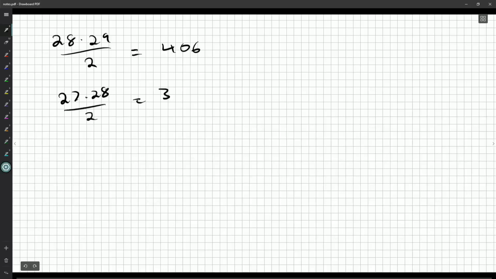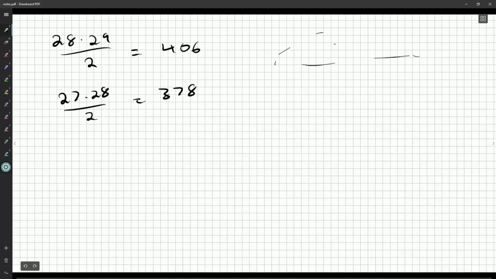So I might try 28 in my formula. Okay? So 28 times 28 plus 1 over 2. So that'll be 14 times 29. That's equal to 406. Okay? The 27th triangular number is going to be equal to 378. So what does it look like?